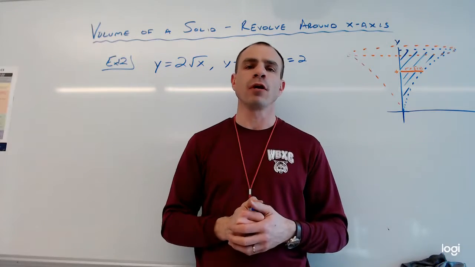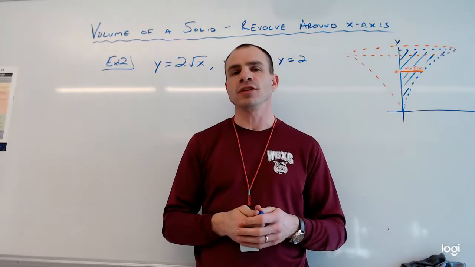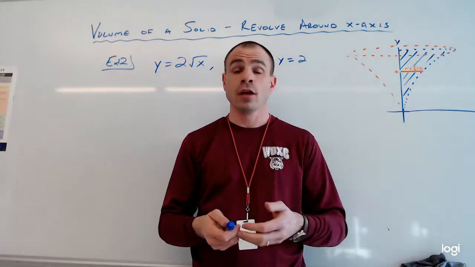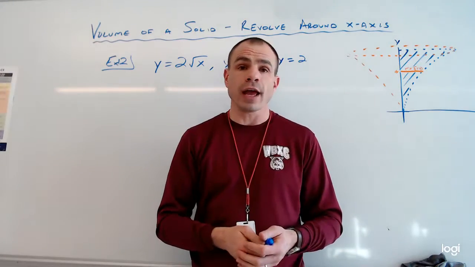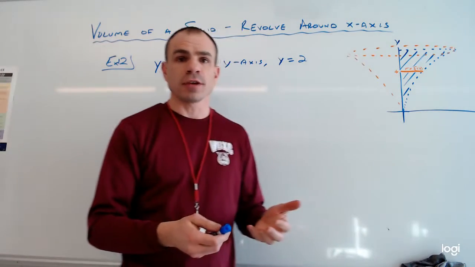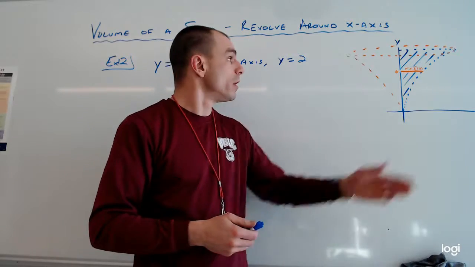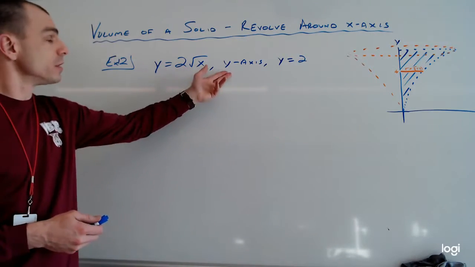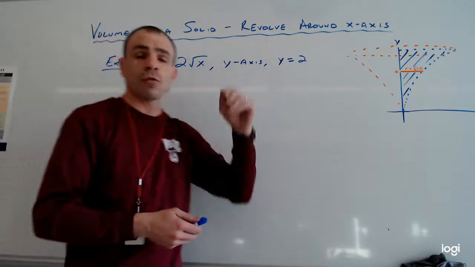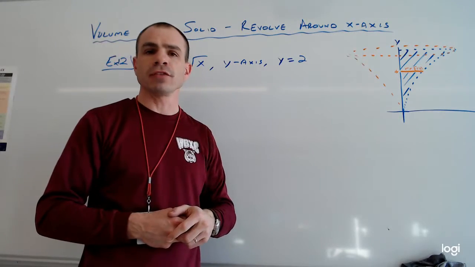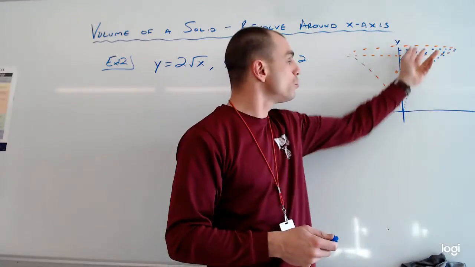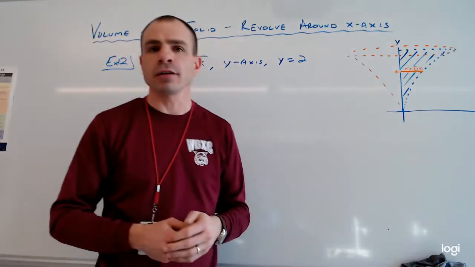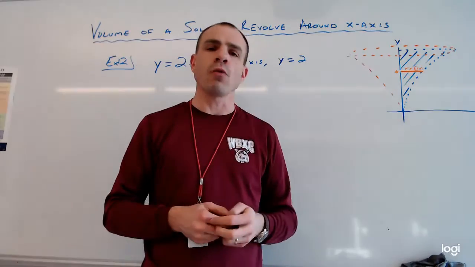Not only can we revolve regions around the x-axis, they can also be revolved around the y-axis. That's the situation going on with example 12. We see that we have the function y equals 2 root x, the y-axis and the line y equals 2 serving as the bounds. So we get this blue region right there. But this time we're revolving it around the y-axis.